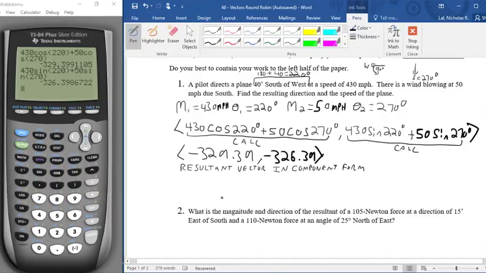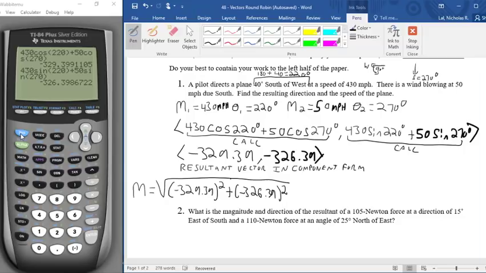So first we need to find the direction and the speed. And the speed is the magnitude of our resultant vector. So our magnitude is going to be equal to the square root of negative 329.39 squared plus negative 326.39 squared. And this comes from the Pythagorean theorem.